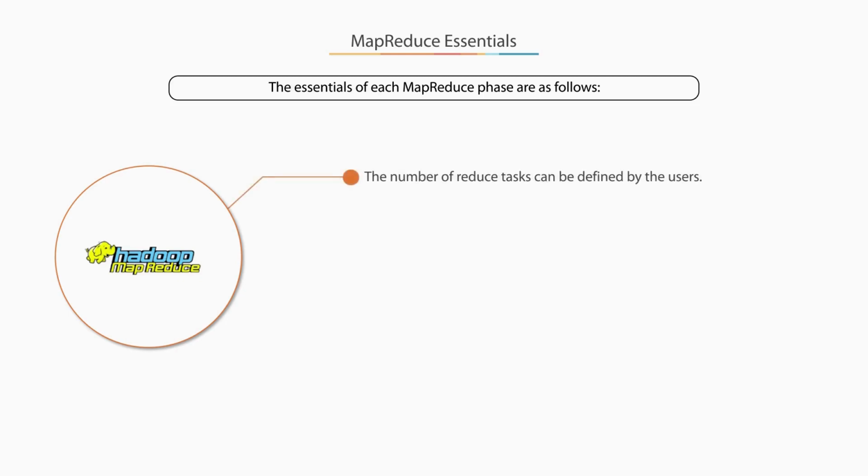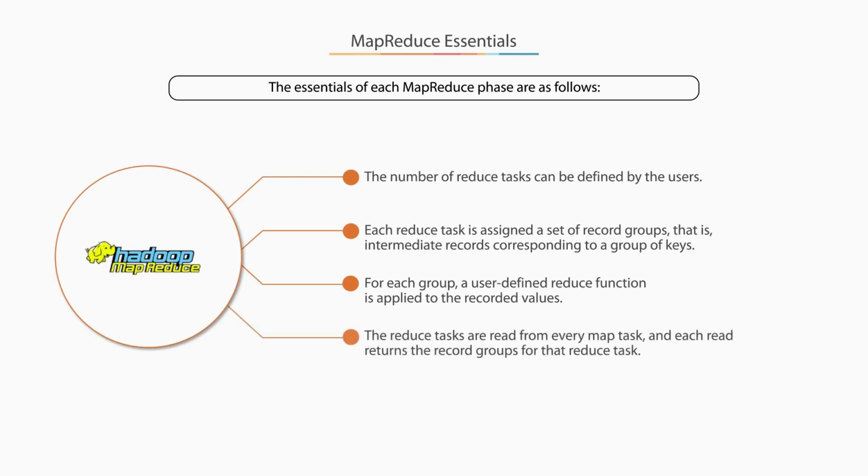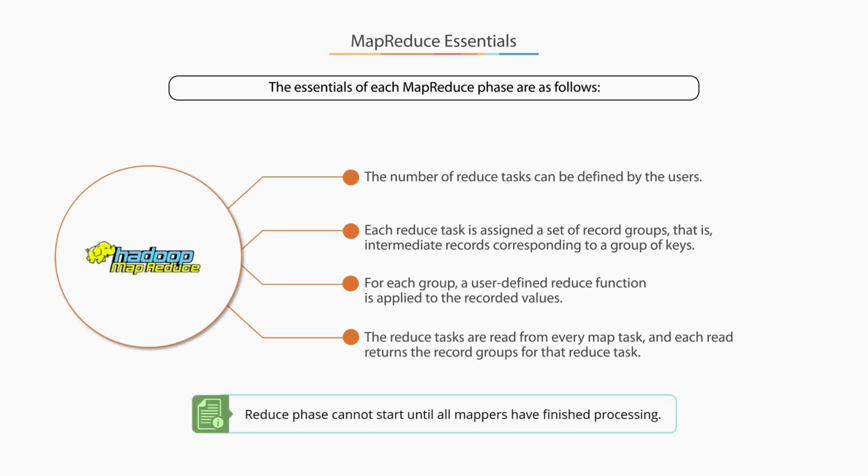First, the number of reduce tasks can be defined by the users. Second, each reduce task is assigned a set of record groups, that is, intermediate records corresponding to a group of keys. Third, for each group, a user-defined reduce function is applied to the recorded values. And fourth, the reduce tasks read from every map task, and each read returns the record groups for that reduce task. Reduce phase cannot start until all mappers have finished processing. So, combining your output is an important step once all the tasks are completed.